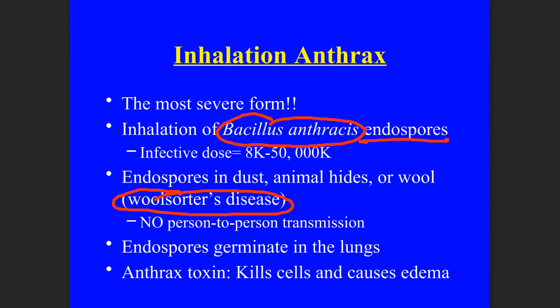And so if the wool on the sheep had the endospores, as the workers were handling that, the endospores would get aerosolized and they would breathe this in, okay, and they would get inhalation anthrax. The endospores are also considered to be a bioterrorism hazard, because if some malicious group wanted to get access to the endospores, they could just aerosolize it, infect a lot of people, and cause them to die.